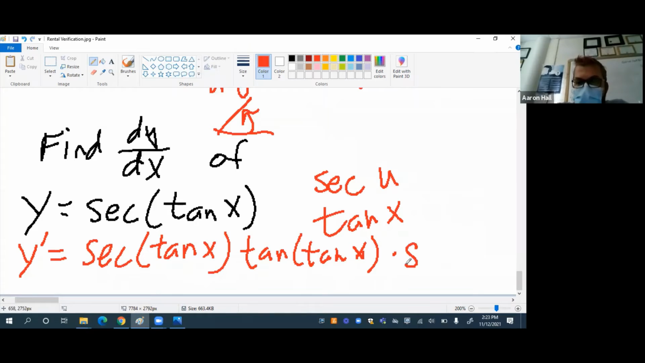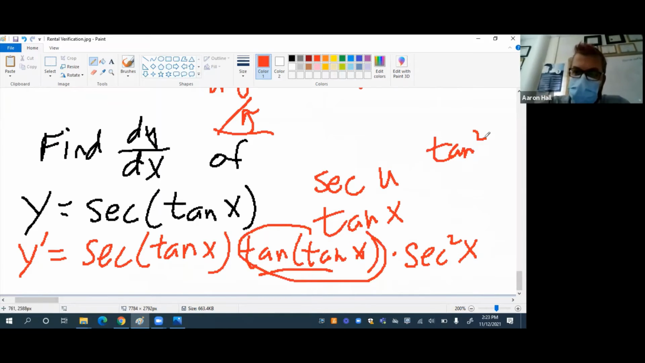Secant squared of x. Can I clean this up somehow? No, this is simplified. I can't see how you could simplify this at all. Could I put these together to be tangent squared of x? No, because it's not tangent of x times tangent of x, it's tangent of another tangent inside. So it's not the same thing as that.